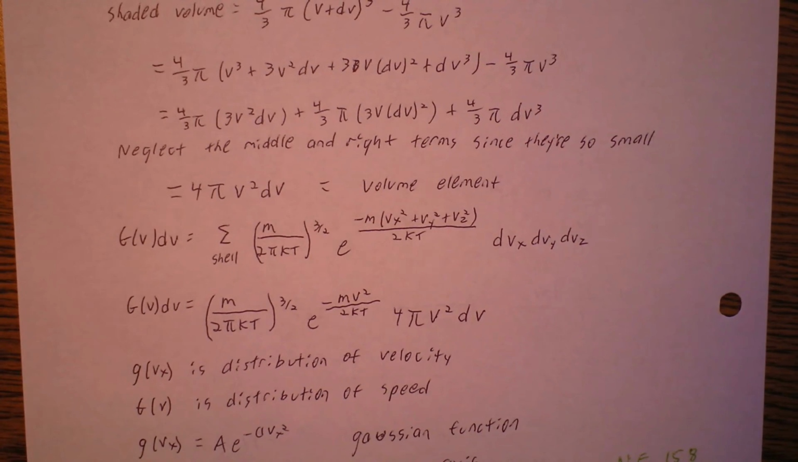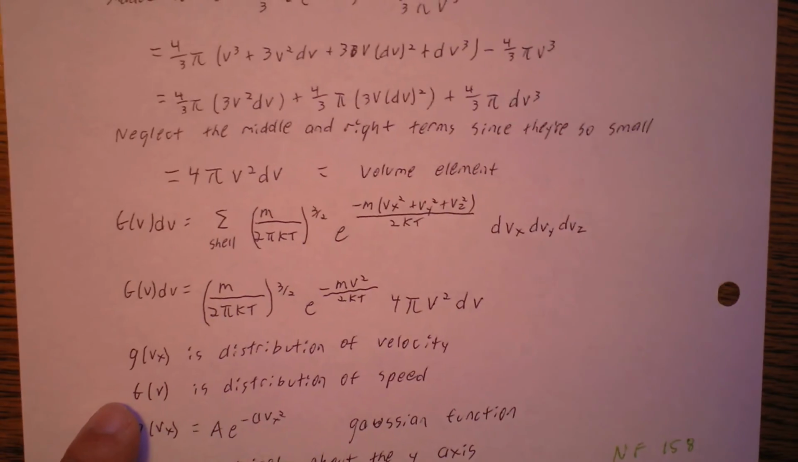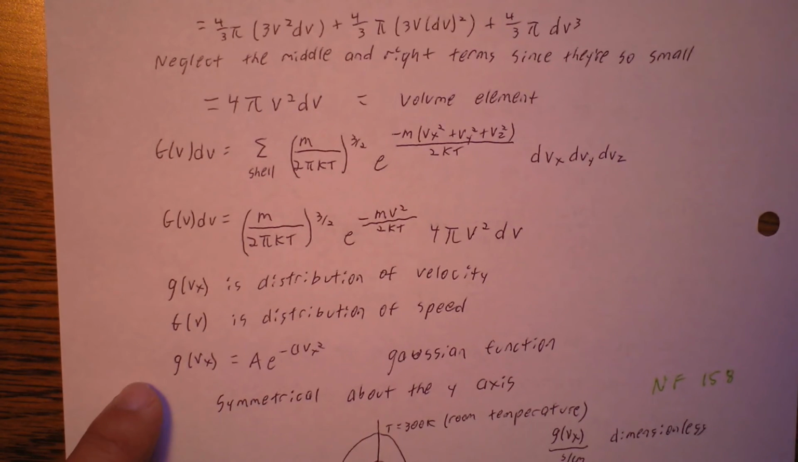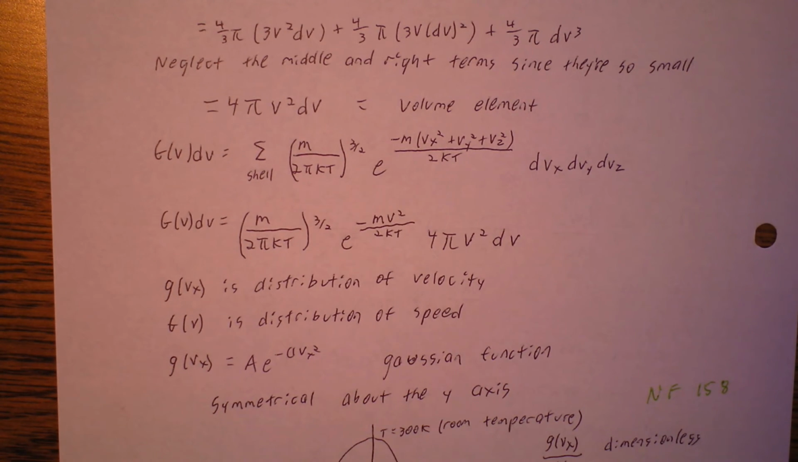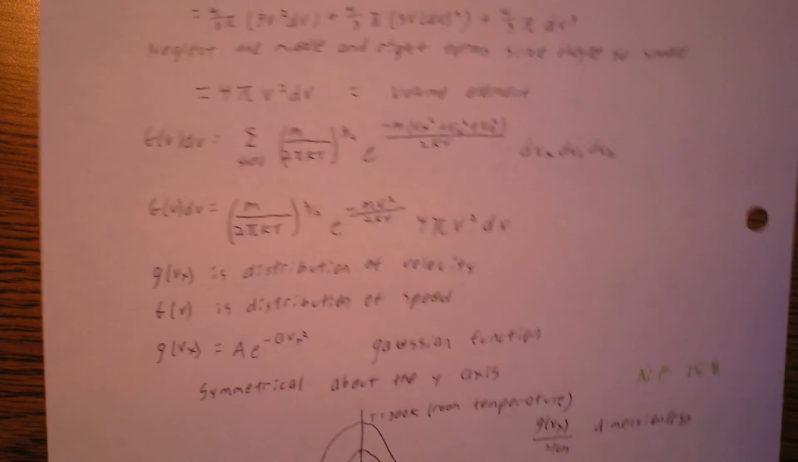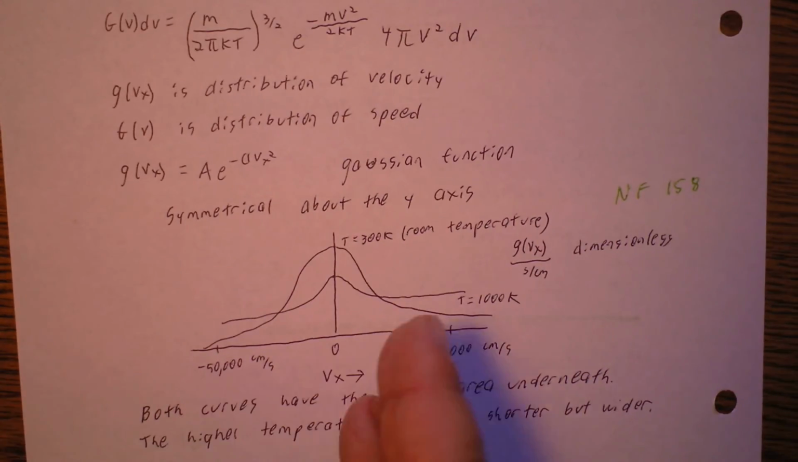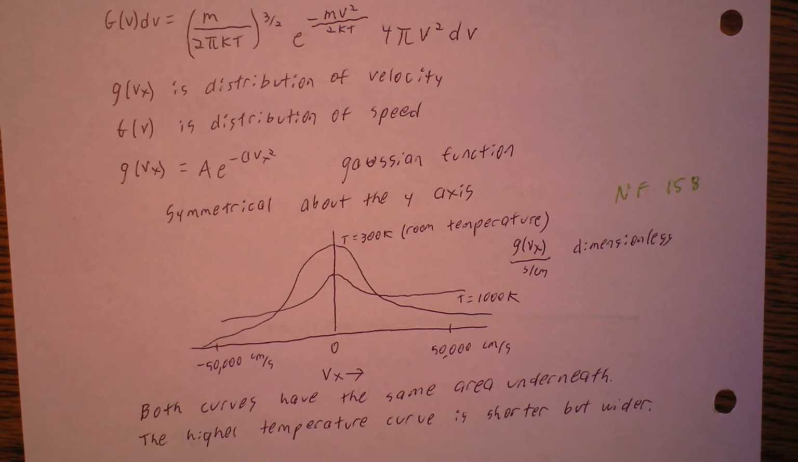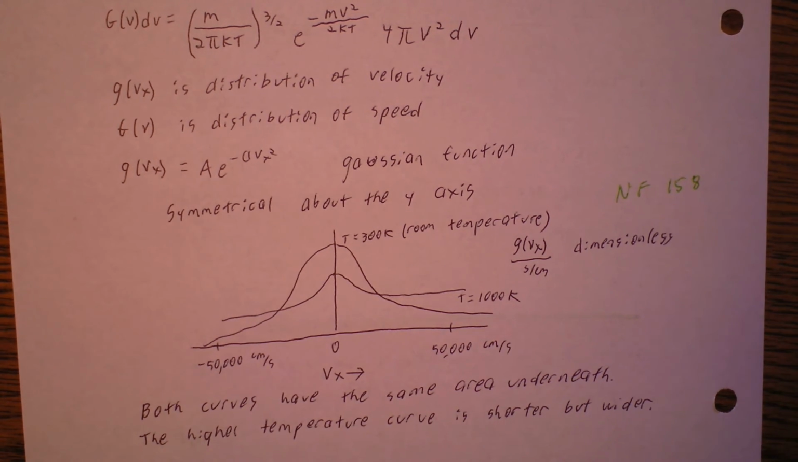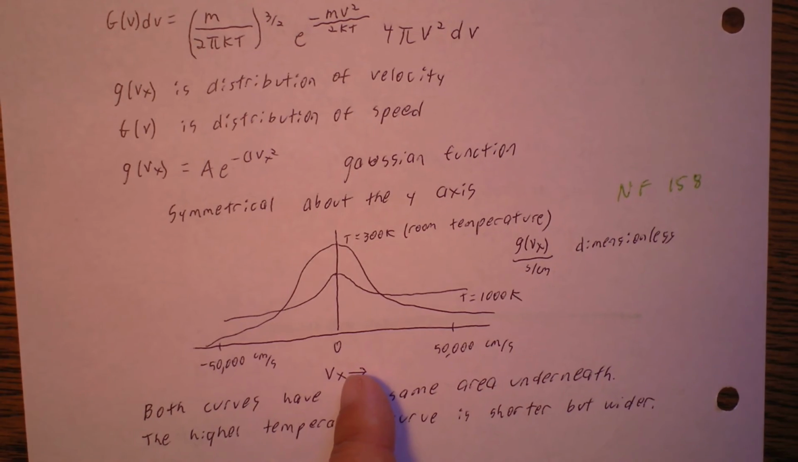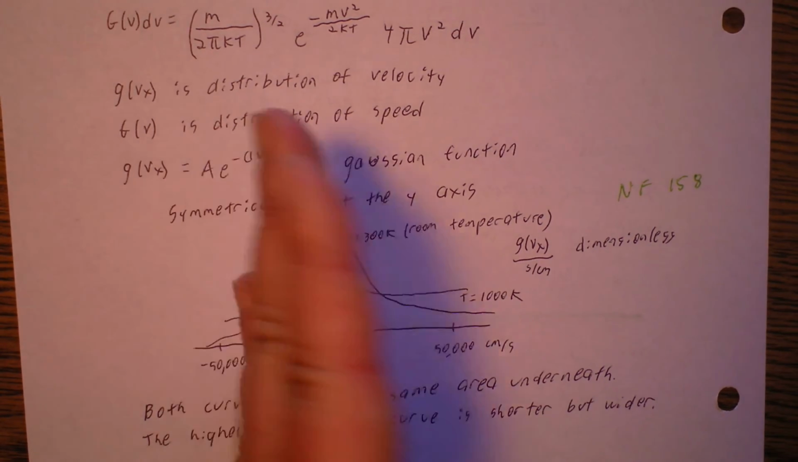So little g of v sub x is the distribution of velocity. Capital G of v is the distribution of speed. So g of v sub x is going to be equal to this A times e to the minus A v sub x squared. Now this is what we call a Gaussian function. And notice it's symmetrical about the y-axis, even if I didn't necessarily draw it very well. I said A, but it actually says x here. Well, yeah, here's your y-axis.